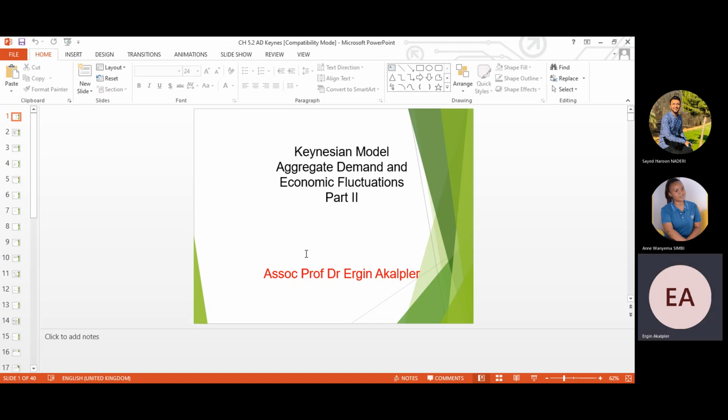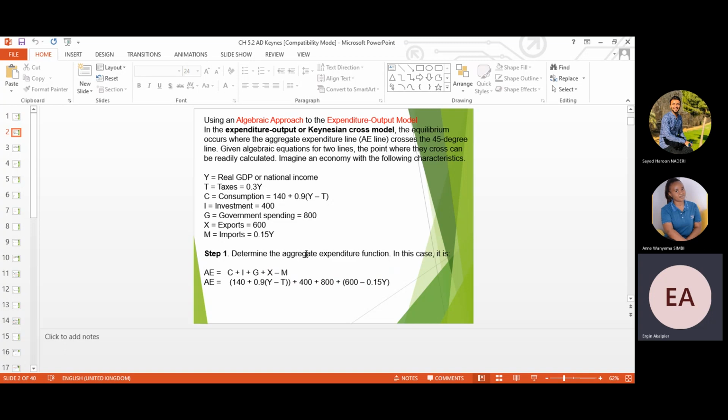Last week we presented the Keynesian model, the theoretical application, how it is and what it is. And today I have some numerical application. If you have any problem with this, then you may interrupt me and ask me the question. Okay, I'm going to present you the aggregate expenditure model, the so-called Keynesian cross model.